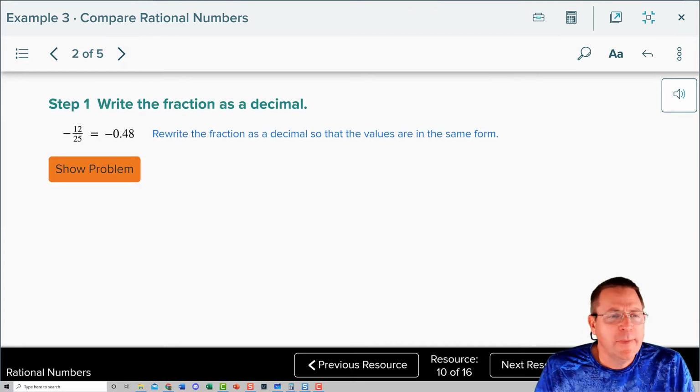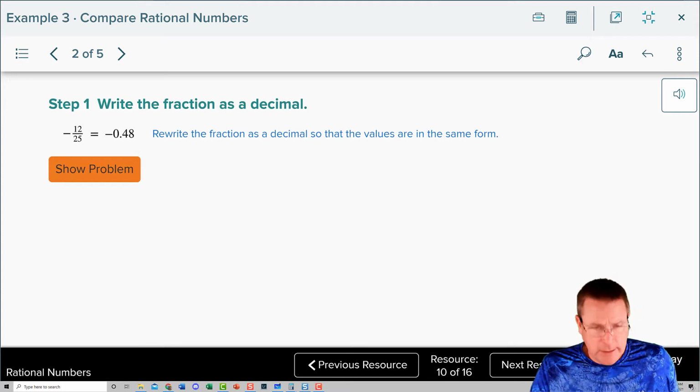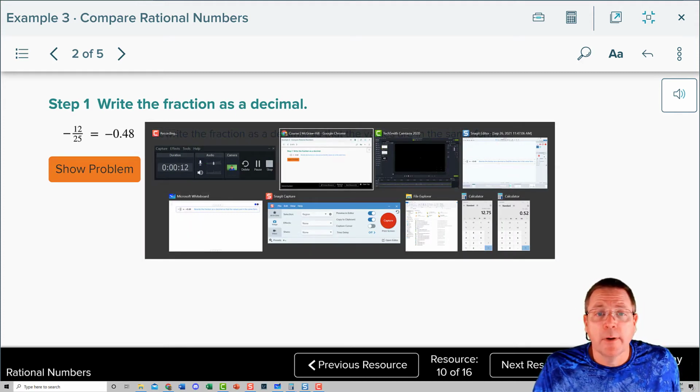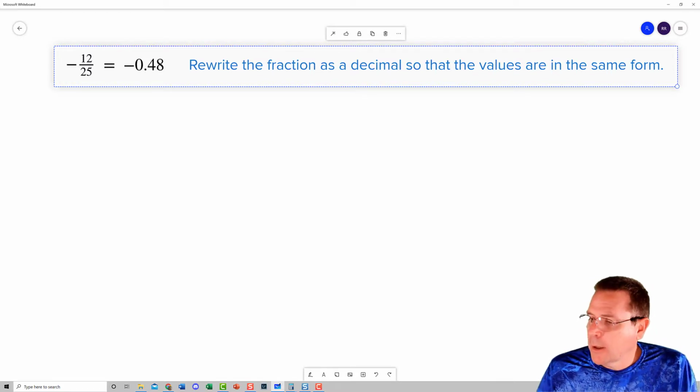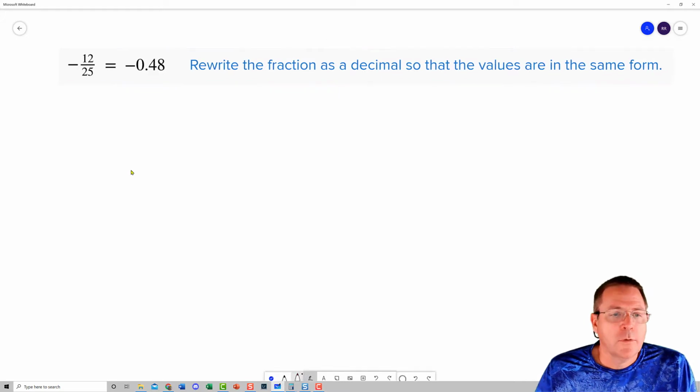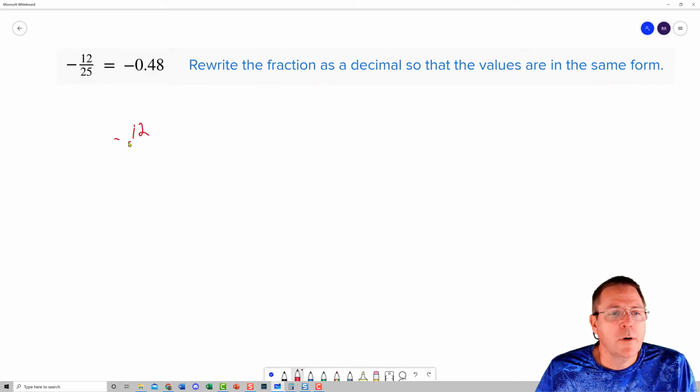Now the textbook made this magic voodoo math leap here where they magically went from negative 12/25 to negative 48/100. Let's take a look at how they got there. So I'm going to pull this up on our whiteboard. So I have a negative 12 over 25, and I have to change it to a decimal, and the easiest way to do that is to compare it to something over 100.